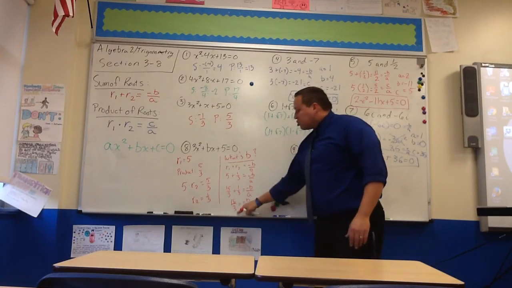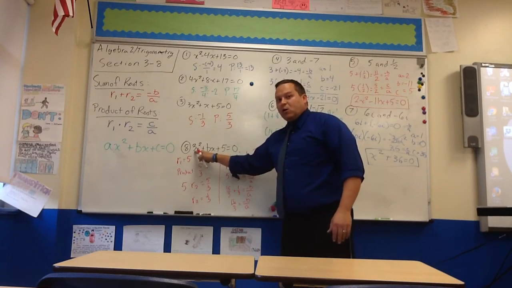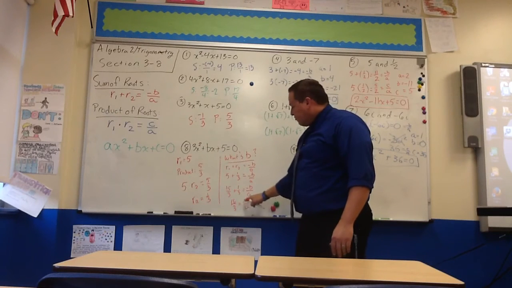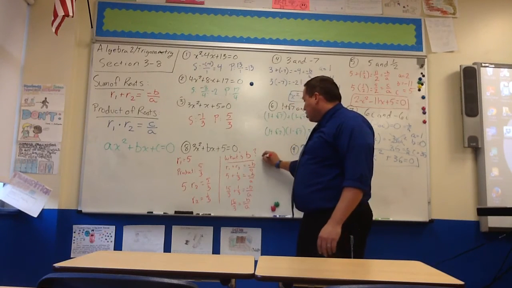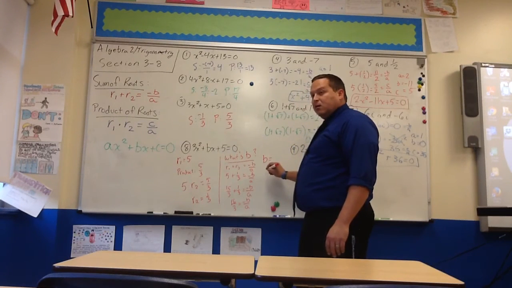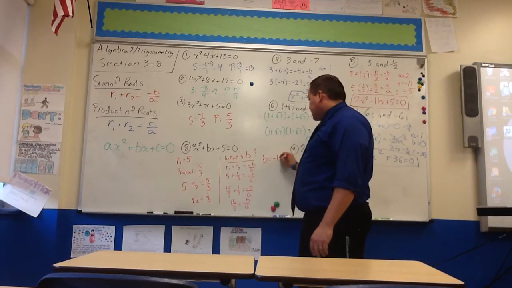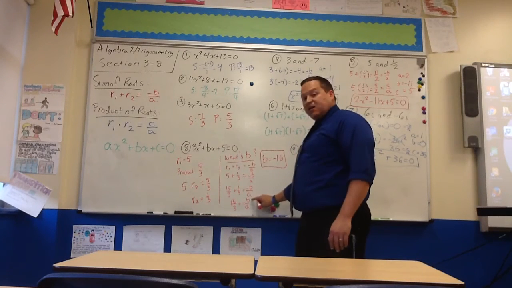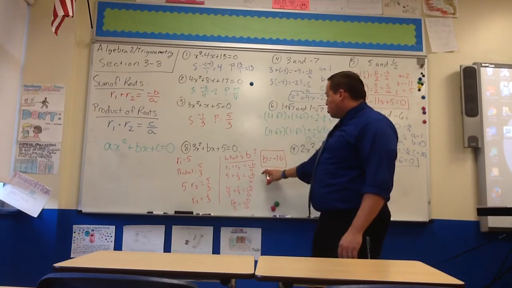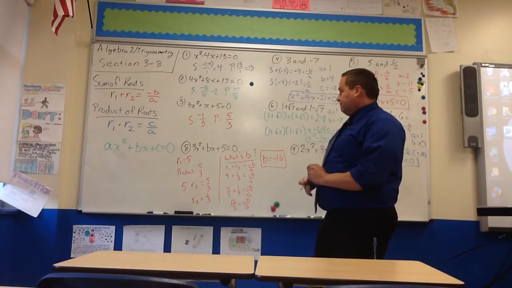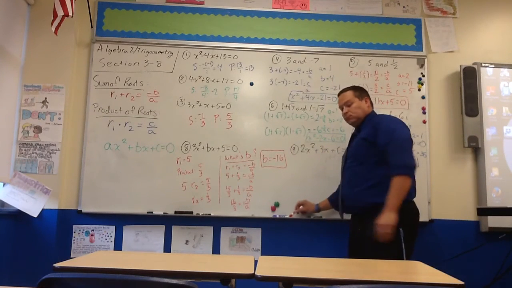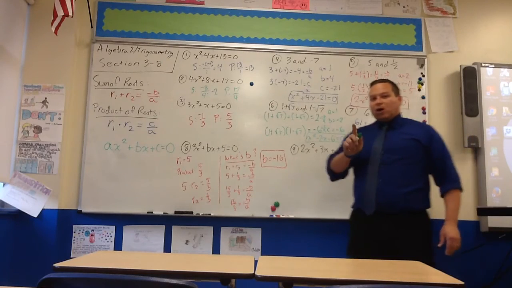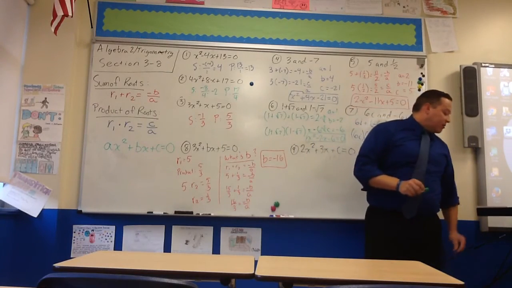Notice the a is 3. That matches up to my equation. So my negative b is 16, so b is negative 16. Let's talk about one more before we end.